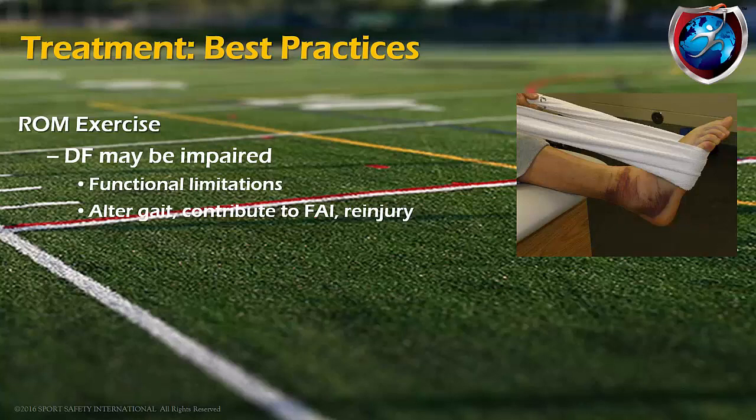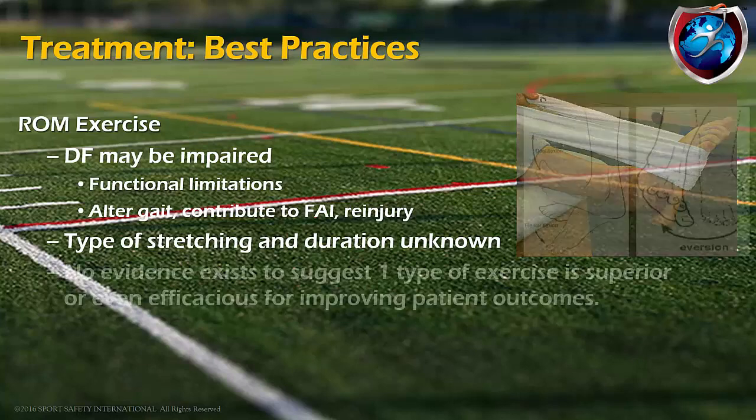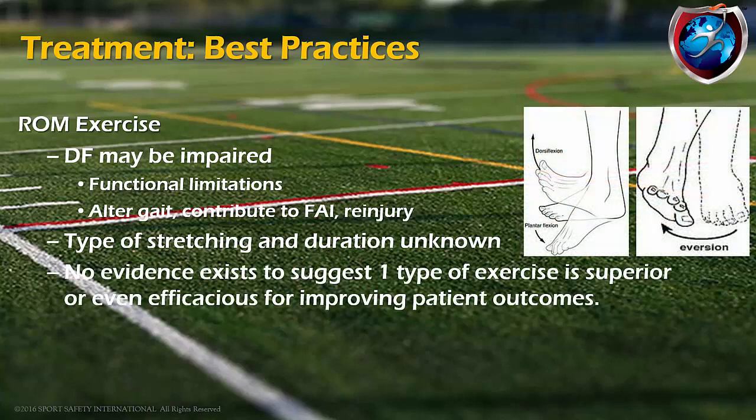Clinicians often recommend various stretching interventions, including slant board, towel stretching, and wall stretching, intended to elongate the posterior calf muscle tendon unit. But the type of stretching and duration needed to produce a clinically meaningful change in range of motion are unknown. Range of motion exercises are initiated in the acute and subacute phases of injury, but no evidence exists to suggest that one type of exercise is superior or even more beneficial for improving patient outcomes.